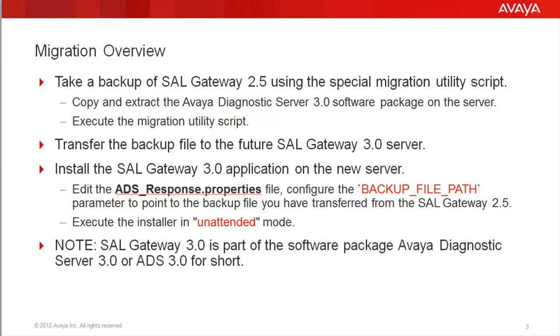After this, the backup file has to be transferred to the future SAL Gateway 3.0 server. Once the file has been transferred, we will install the SAL Gateway 3.0 application on the new server using the backup. We edit the ADS response properties file, configuring the backup file path parameter to point to the backup file you have transferred from the SAL Gateway 2.5. Finally, we execute the installer in unattended mode. Note: SAL Gateway 3.0 is part of the software package Avaya Diagnostic Server 3.0, or ADS 3.0 for short.